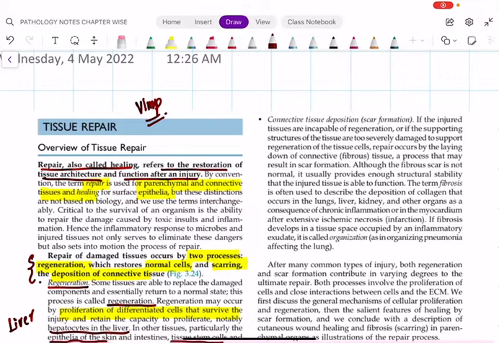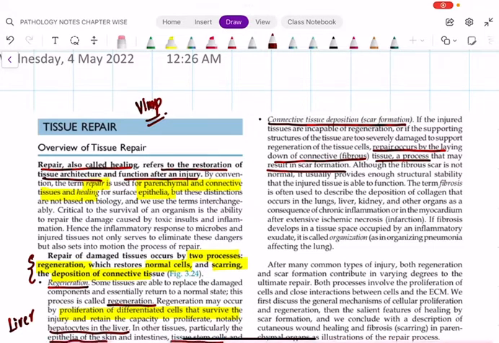Then the second thing is called connective tissue deposition or scar formation. Suppose the injury is so severe that even though regeneration happens, it is not adequate to restore the normal function. What happens? The repair will occur by laying down connective tissue, which finally results in what we call scar formation.